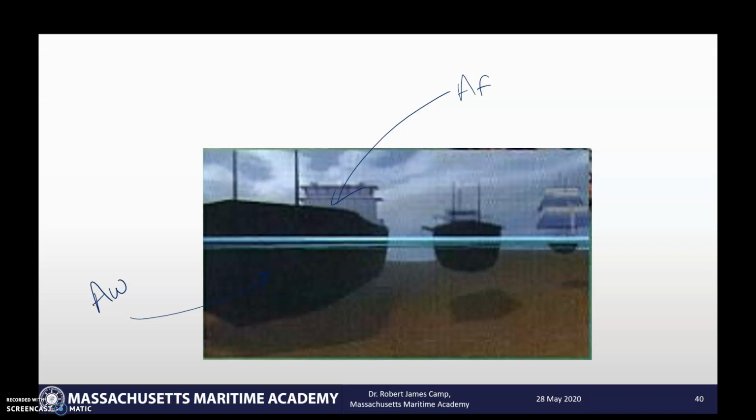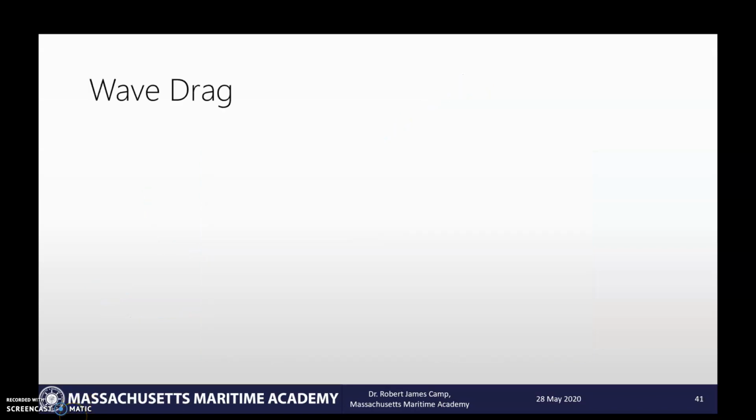Now there is, and the reason that I have this picture here is there's one more, and it's this interface between the two. And this would be the wave drag. And so the wave drag is the actual momentum of the waves hitting the ship and slowing it down. And that's all driven by the Froude number. And the Froude number is the Fr that we talked about a little bit earlier.